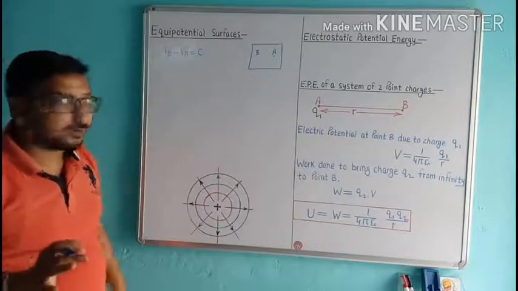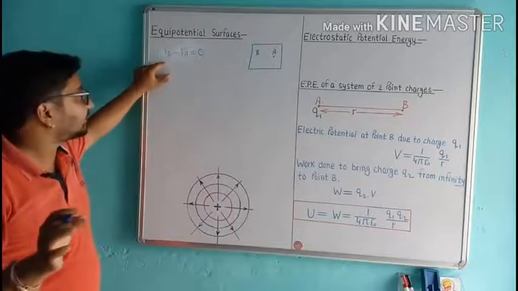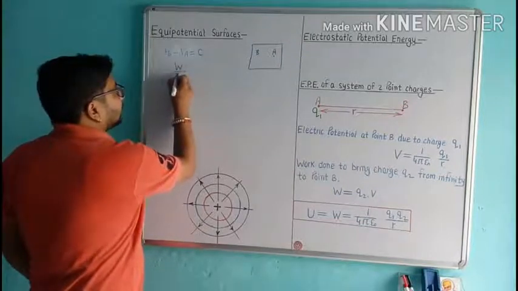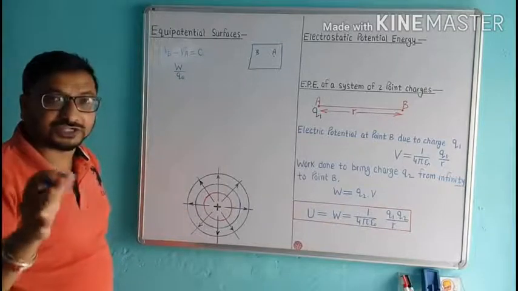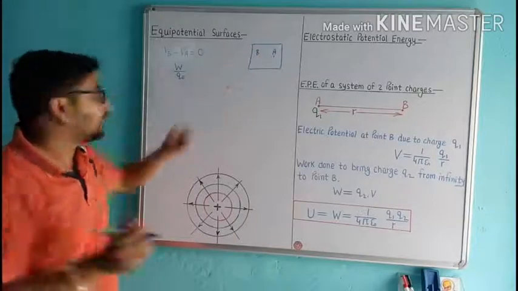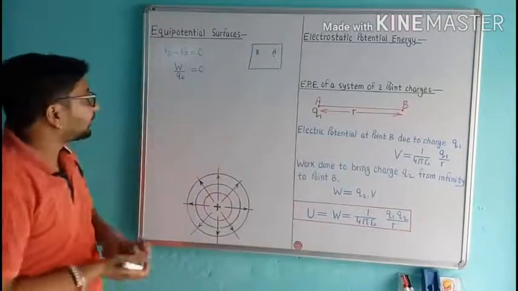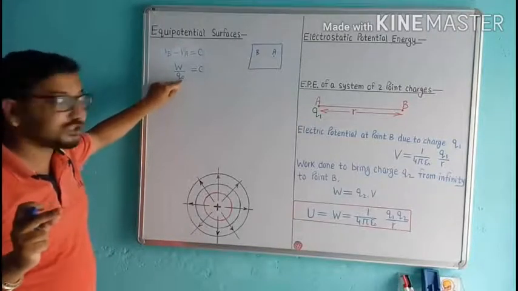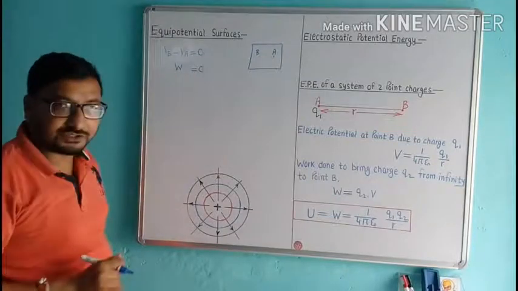And we know the formula of electric potential difference. VB minus VA is equal to W upon Q naught, where Q naught is the unit positive test charge which we want to move from point A to point B. That means it is equal to 0. Now, since Q naught is a unit positive test charge, it is non-zero. So, work done must be 0.